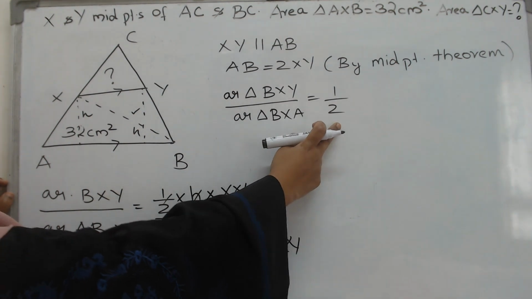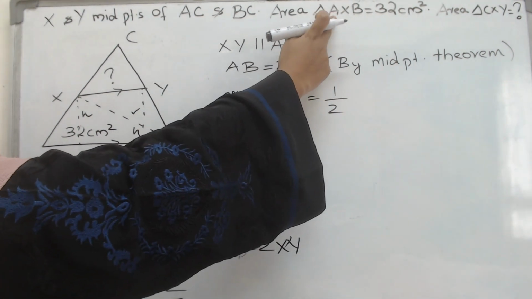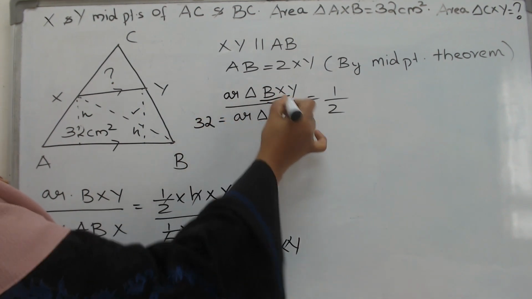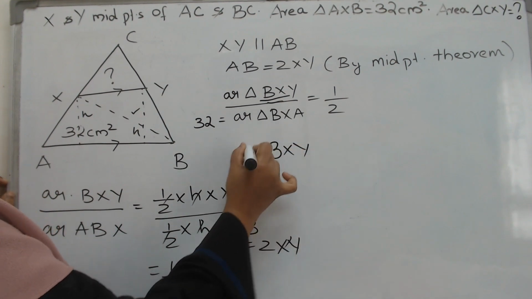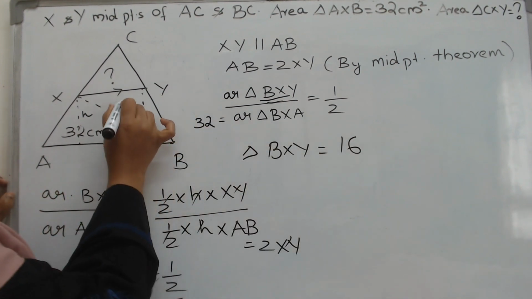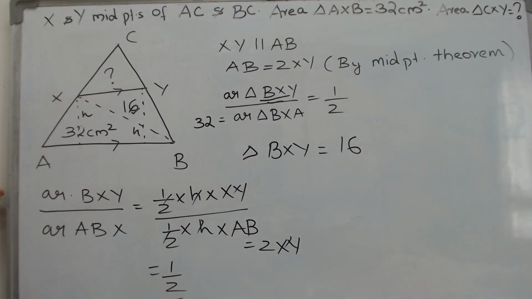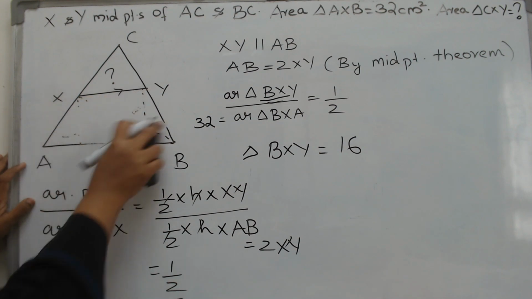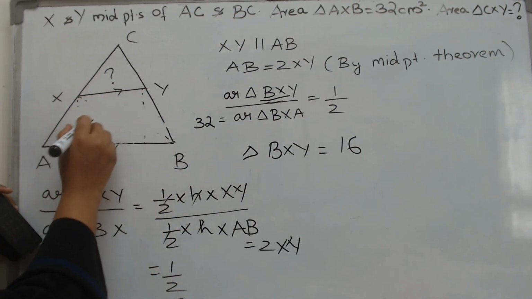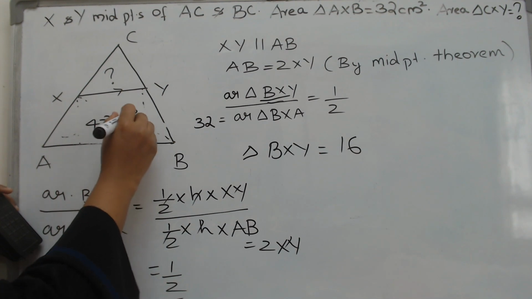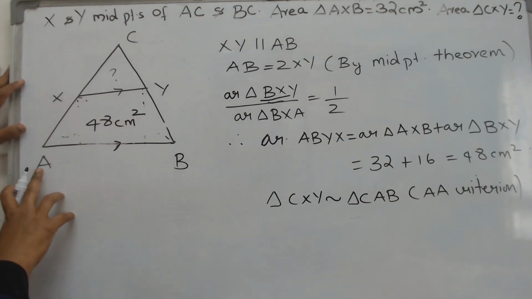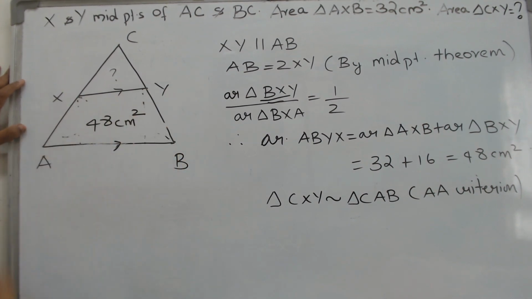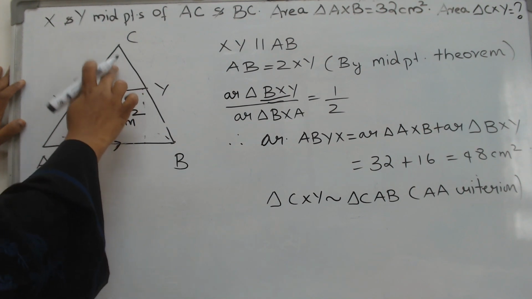So if their ratio is half, we have AXB. The area of triangle AXB is actually 32. That means the area of this triangle BXY will be what? It will be 16. So this much is going to be 16. That means the total area is how much? It is going to be 48. 16 plus 32, it is going to be 48 centimeters square. So we found the area of this quadrilateral ABYX is 48 centimeters square. What we need to find is this area.